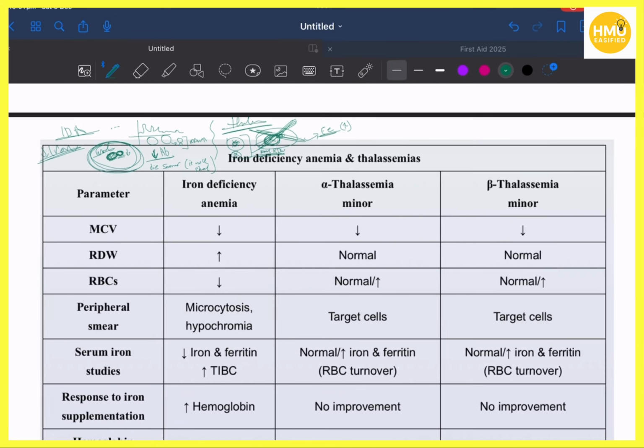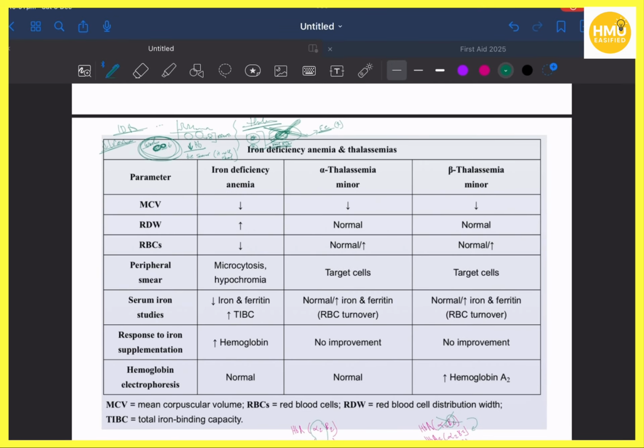Okay, so let's get started with this table. It's basically a comparison of iron deficiency anemia with thalassemia. Now MCV, as we mentioned, is going to be low in both because the hemoglobin is low, and it's either the iron or the globin. RDW, we just explained, in iron deficiency is going to be higher because there are different sizes inside the same population, whereas in thalassemia it's going to be normal because they all have the same mutation and all the RBCs are produced from the beginning at the same size.